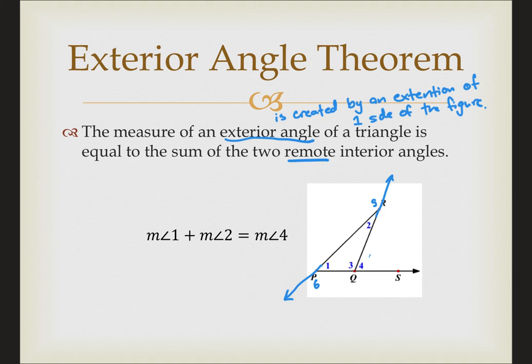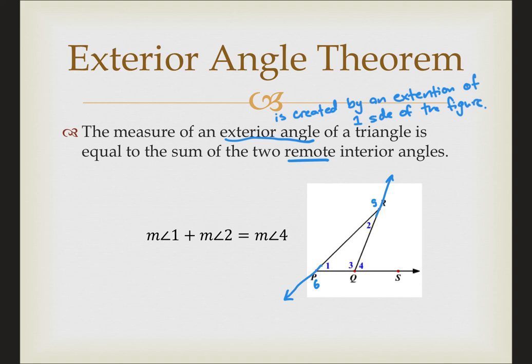Okay? Now, the reason why it has to be an extension of a side is because, think back to our proof. We said that the exterior angle and the interior angles were linear pairs. So that's a good way you can double check and make sure you're really dealing with an exterior angle: it's a linear pair to one of the angles inside the triangle.